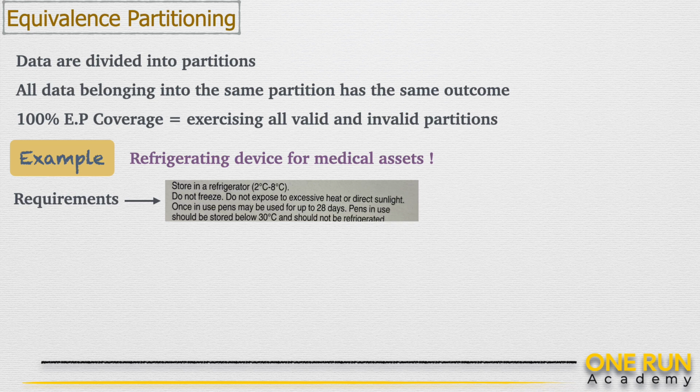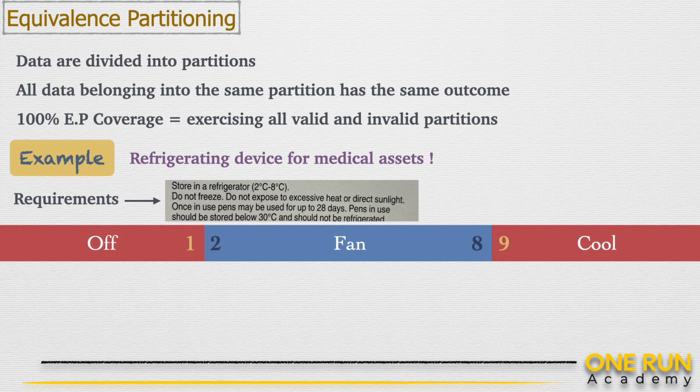So we have three partitions. From 1 degree and below is cooling off. From 2 to 8 degrees is just the fan to keep temperature homogeneous across the device. And above 9, which requires an active cooling to get the temperature back to the accepted range. To test this device using EP, we can use only one value from each partition.